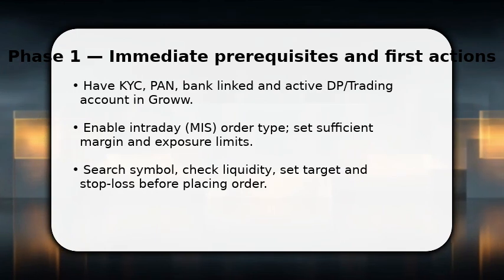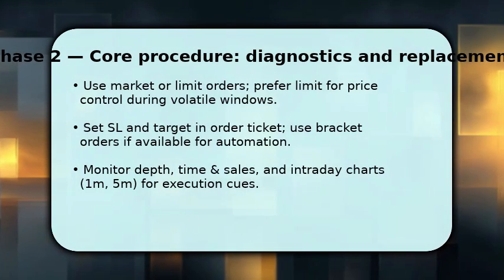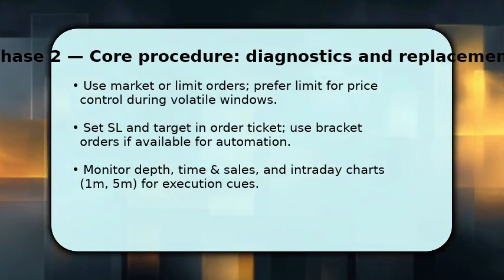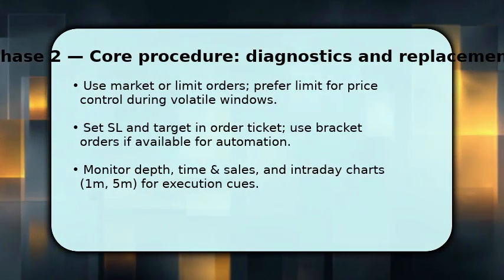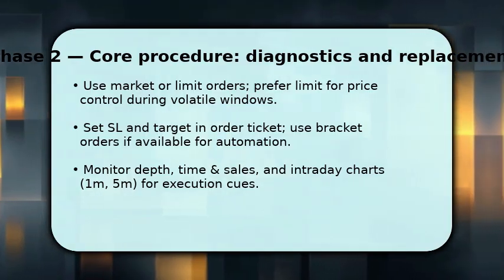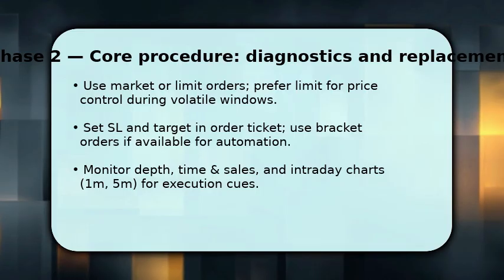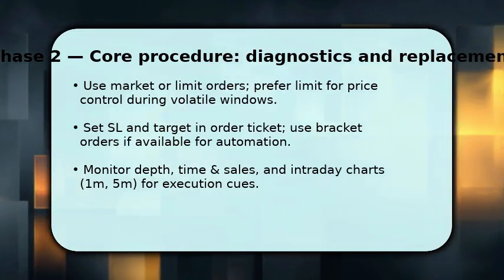Now place the trade. Choose limit for precise entry or market if immediacy matters, and enter quantity based on margin and risk per trade. You should attach a stop-loss and target in the order ticket, and if Groww supports bracket orders, use them to automate exit.